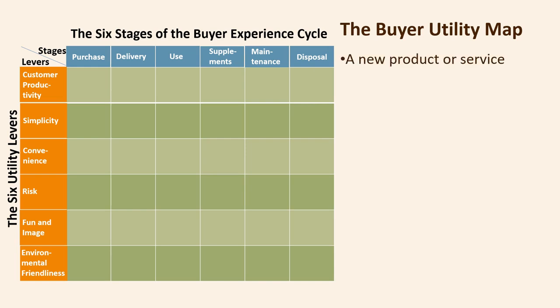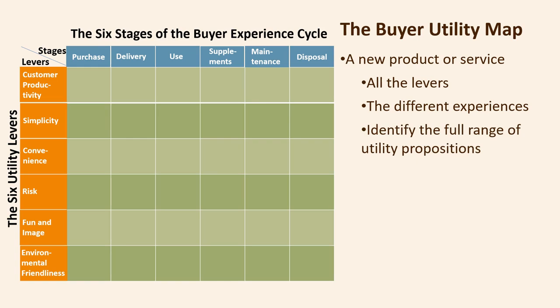By locating a new product or service in one of the 36 spaces, management can see how the new idea creates a different utility proposition from existing products or services. It outlines all the levers companies can pull to deliver utility to customers and their different product or service experiences. This lets managers identify the full range of utility propositions that a new product or service can offer.